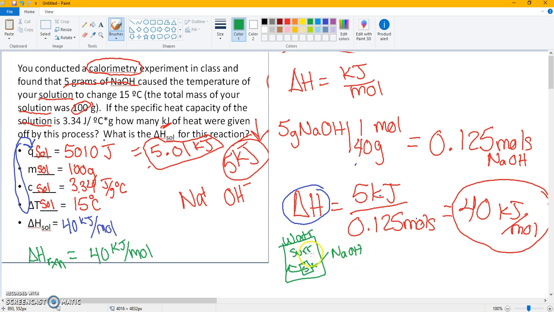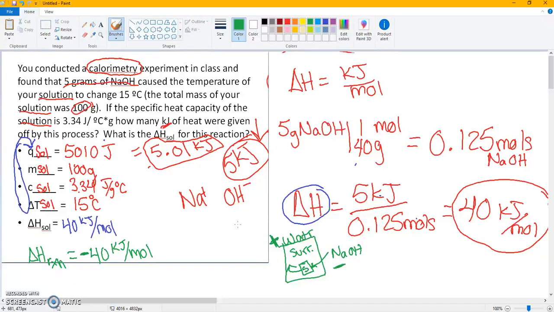However, while my water was absorbing heat, which makes it a positive delta H, my sodium hydroxide was releasing it, which makes it negative. So my reaction, or the sodium hydroxide, is a negative 40 instead of a positive. All heat is connected this way. When heat is absorbed, that same amount of heat has to be released, and vice versa.